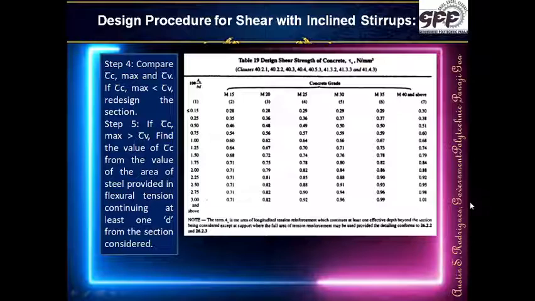Then we find the value of tau c. In that case, what is the value of its own shear resisting capacity of concrete itself? So what is its own capacity now, given that the reinforcement is this much?